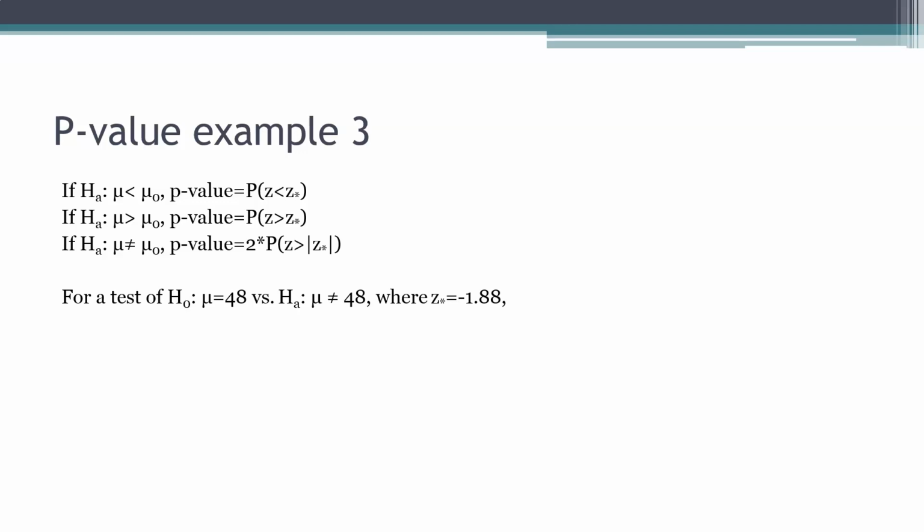So for the third example, we've got an alternative hypothesis where the direction is not equal to. This one's the two-tailed test. And if we suppose our test statistic is negative 1.88, we're looking up where the not equal to formula is. And this is the one where we have to take the absolute value. So the absolute value of negative 1.88 is going to be positive 1.88. So we have to find the probability that z is greater than 1.88 and then multiply that by 2.